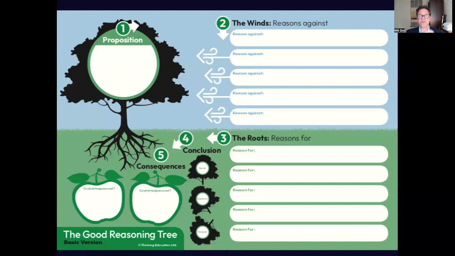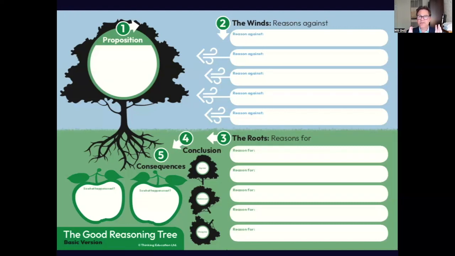Now, once they've analysed the winds and the roots, the reasons against and the reasons for, they then have to weigh them up, make a judgment as to what happens to the tree. For example, if the winds were very, very strong and they discovered that there were hardly any roots, then the tree would be blown down. That is, this bottom option here, they would say, actually, we disagree with the proposition, and we can say why. But it might have been the case that actually they discovered there were very strong roots and very little wind, in which case the tree remains standing up, and that is to say we agree with the proposition.